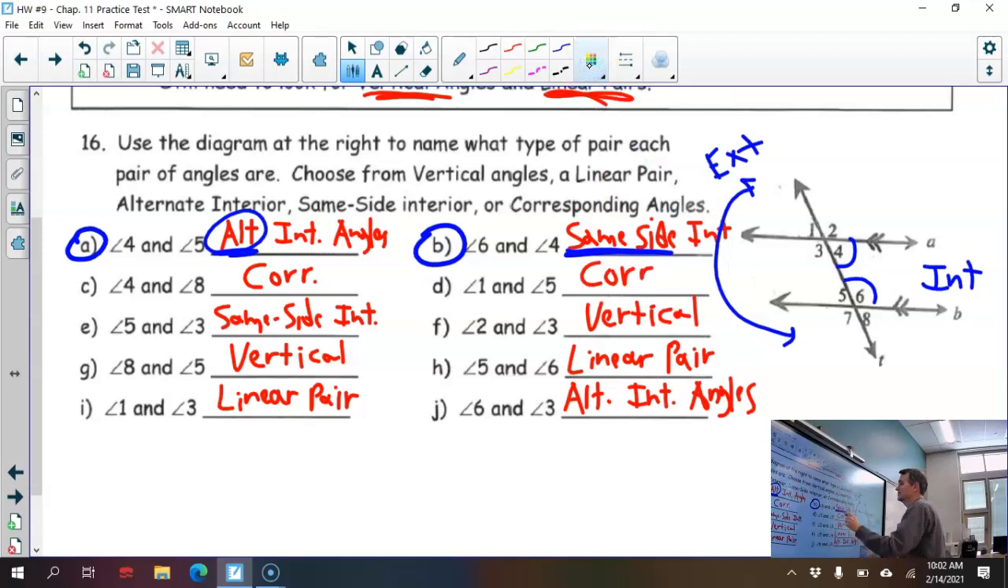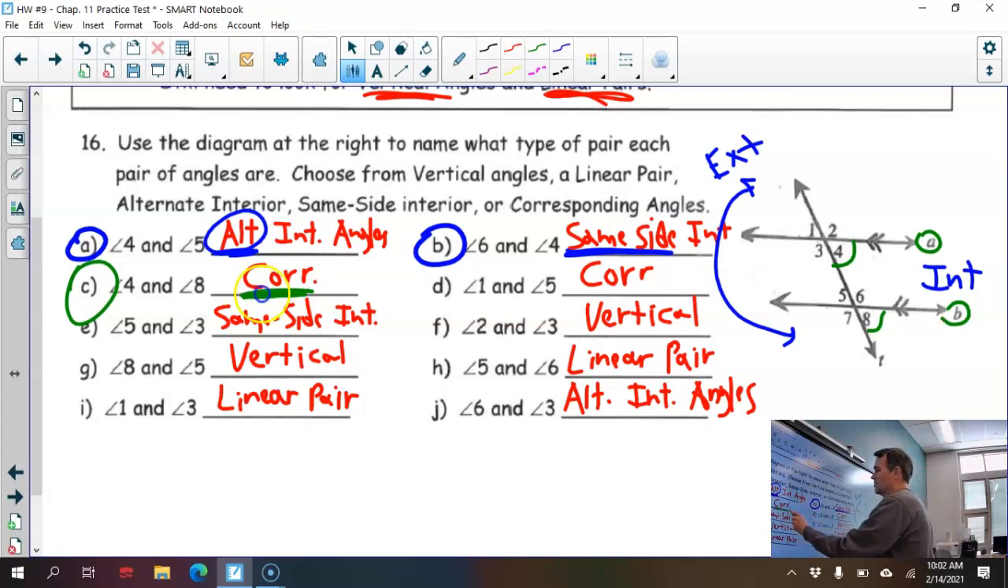This brings us to letter C. Letter C, I have angle 4 and angle 8. Those guys sit on the same side of the transversal, and they are below their line, right? Angle 4 is below A, and angle 8 is below B. We say they sit in corresponding position. They're both to the right, and they're both below. So that is called corresponding position. Those are corresponding angles.